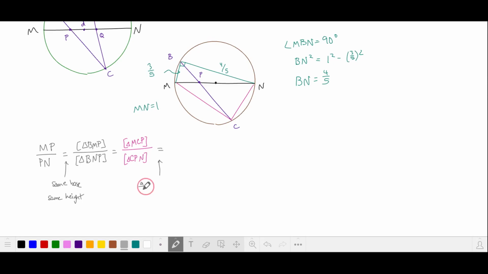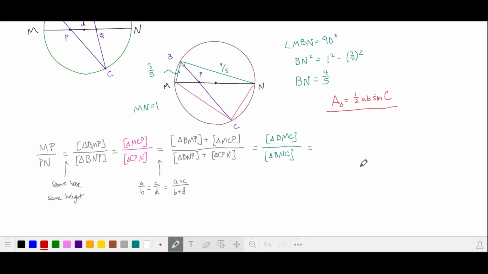Here we're going to note that if we have two equivalent fractions, they're going to be equal to the sum of the numerators over the sum of the denominators. So I'm going to add these two areas. In our numerator, we have BMP plus MCP. That's this triangle on the right, the area of triangle BMC. And these two triangles in the denominator, they sum to the area of triangle BNC on the right.